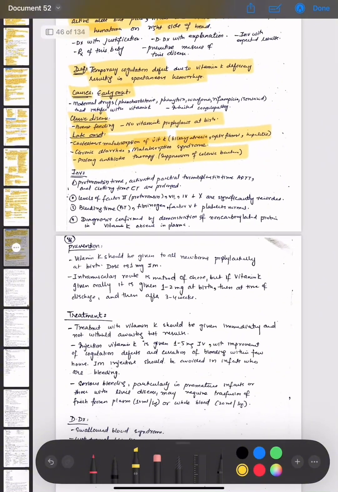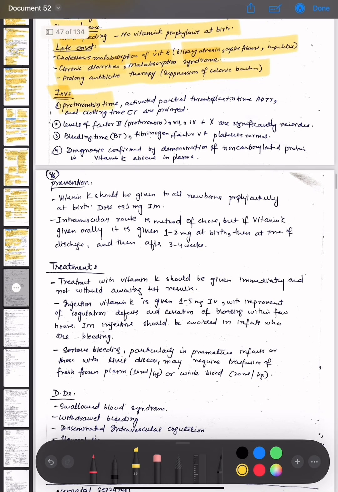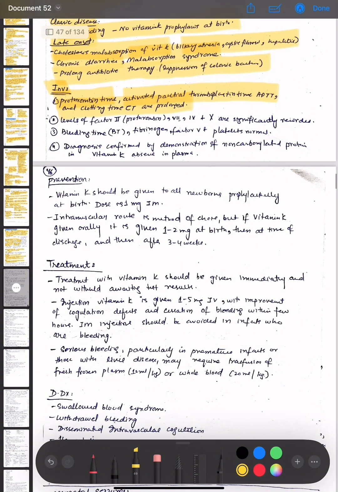Now, the investigations that are done for the hemorrhagic disease are prothrombin time, activated partial thromboplastin time (APTT), and clotting time, and these are prolonged. The levels of factor 2, that is prothrombin, and factors 8, 9, and 10 are significantly reduced. The bleeding time, fibrinogen, factor 5, and platelets are normal. The diagnosis is confirmed by demonstration of non-carboxylated proteins in vitamin K absence in the plasma.